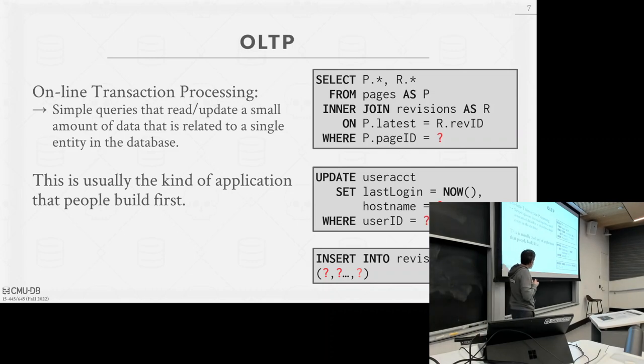Or when someone logs in, I want to update their last login with the current timestamp and maybe the host name and when they logged in. Or they create a new revision, and I'm just inserting all the attributes together for that new tuple, right?